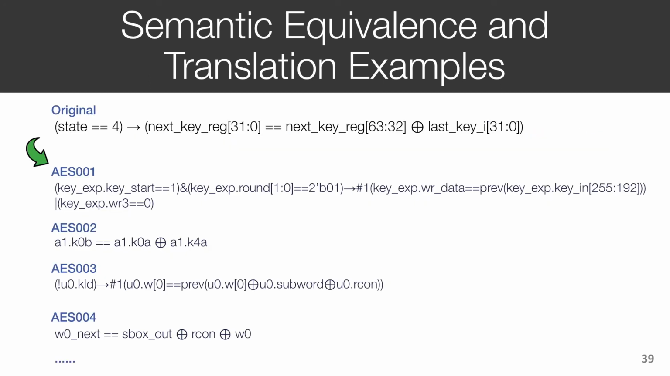And this is a translation example, showing translating a security assertion from one AES design to others. As we can see, Transys can successfully translate assertions, and the resulting assertions can be so different. And Transys is able to find out the complicated constraints of these assertions to make them valid.